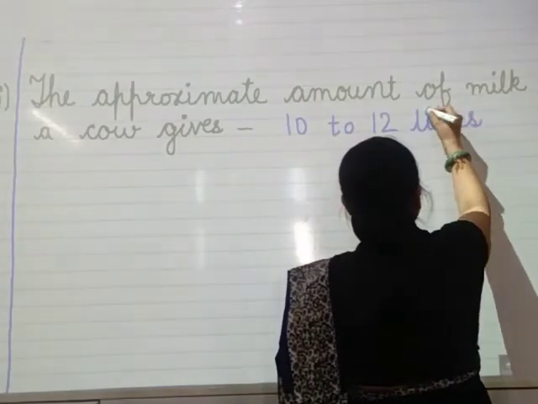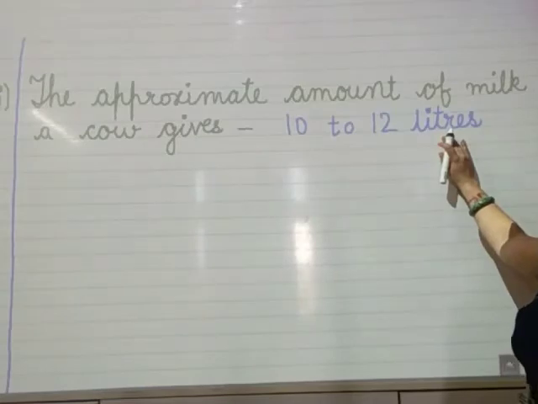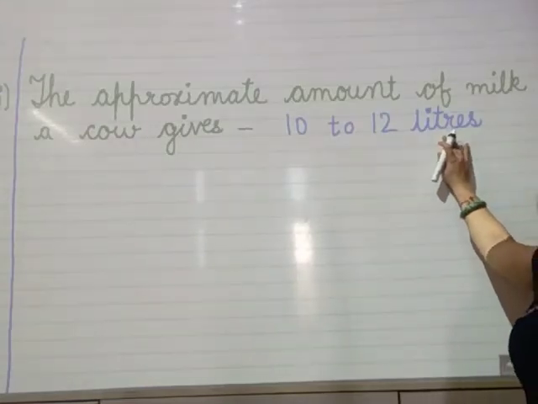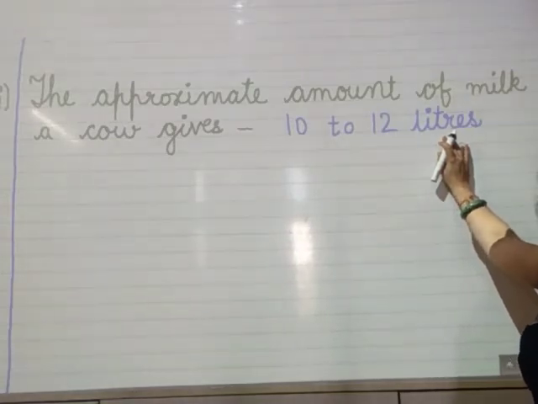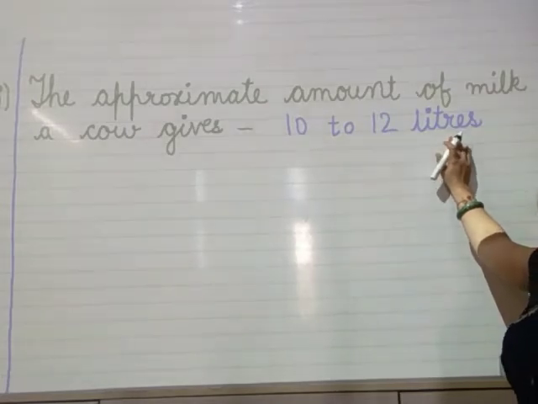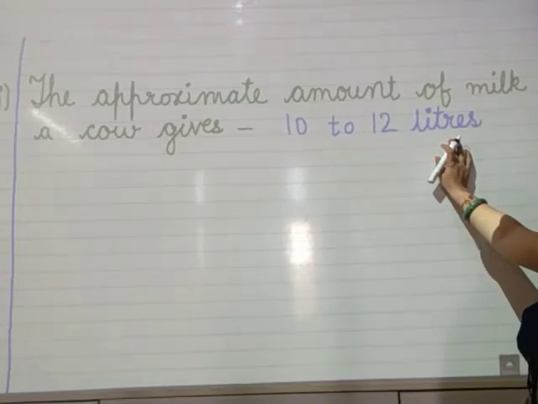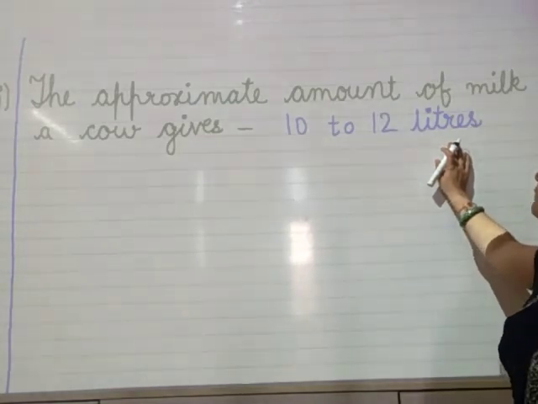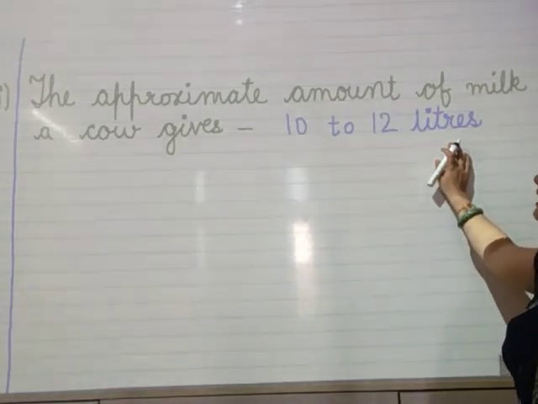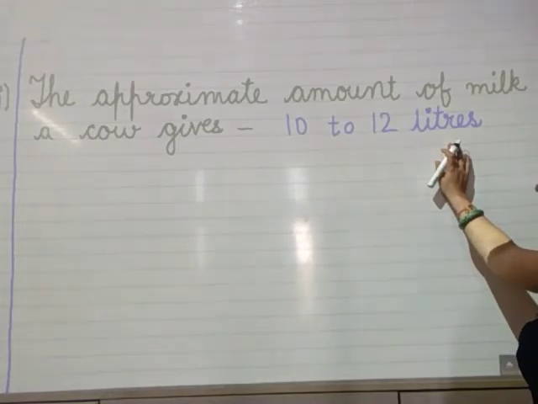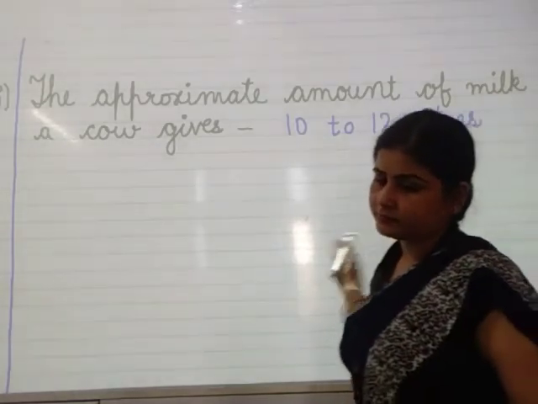liters. Liter is the unit of liquid. जैसे आप शुगर लेने जाते हैं तो वो केजी में मिलता है ना, कितने किलो चाहिए. उसी तरह से जब हम वाटर को मेजर करते हैं तो इट इज मेजर्ड इन लीटर्स. So the approximate amount of milk a cow gives is 10 to 12 liters.